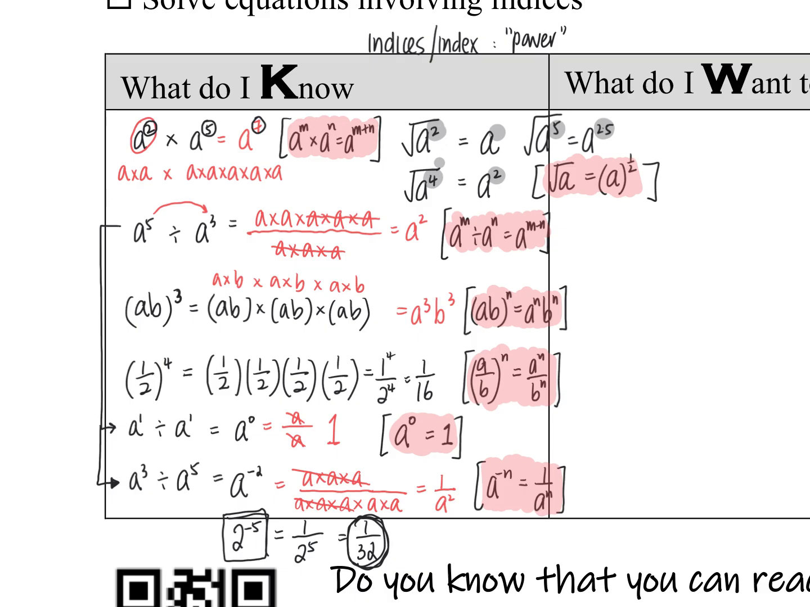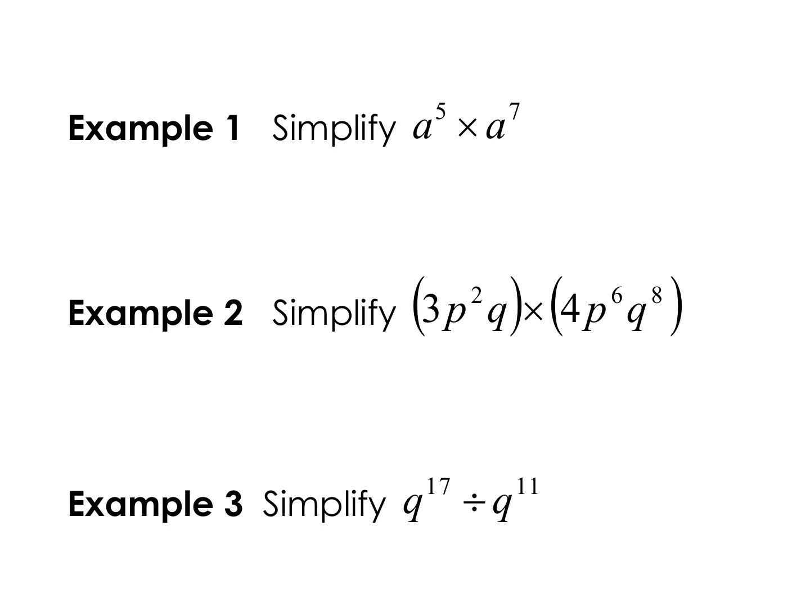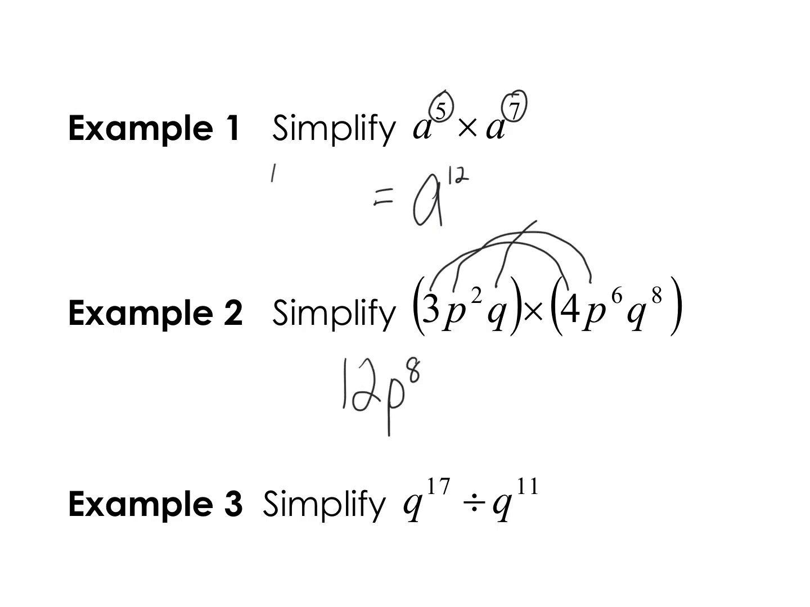All done with this page? Anyone still copying? No. Okay, so this one, quick answer. Yes, because you add these two up. That's all. Okay, then next, number multiply by number, 12. P squared and P6, P8. Q1 and Q8. That's all.